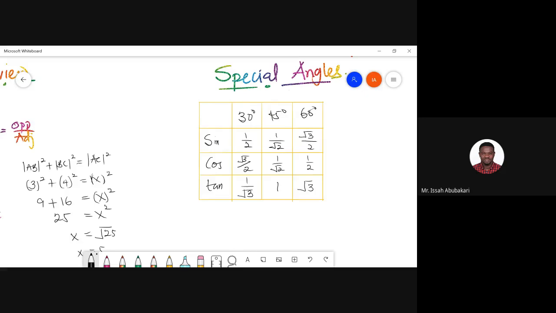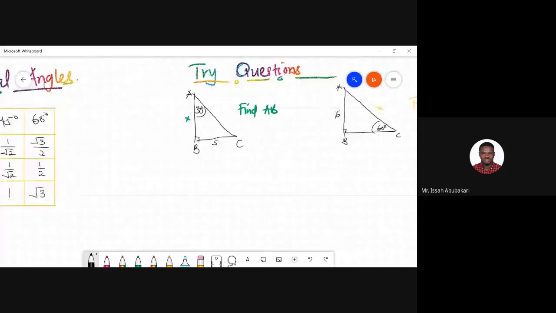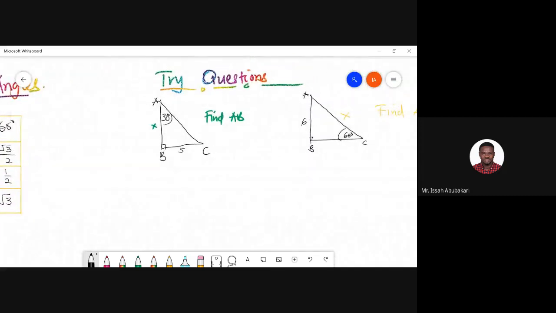Now let's try to solve some of the questions. So we have these questions and we are asked to find the length of AB. How do you find AB? First of all, there are things that you have to consider. You should know the name of all the parts. We know AB is the adjacent, BC is the opposite, and AC is the hypotenuse.